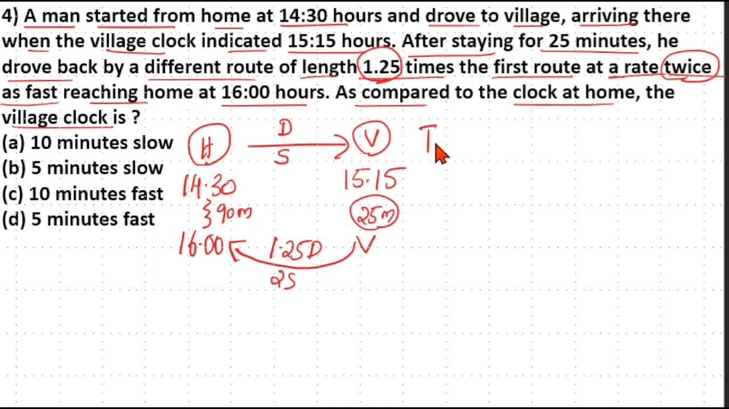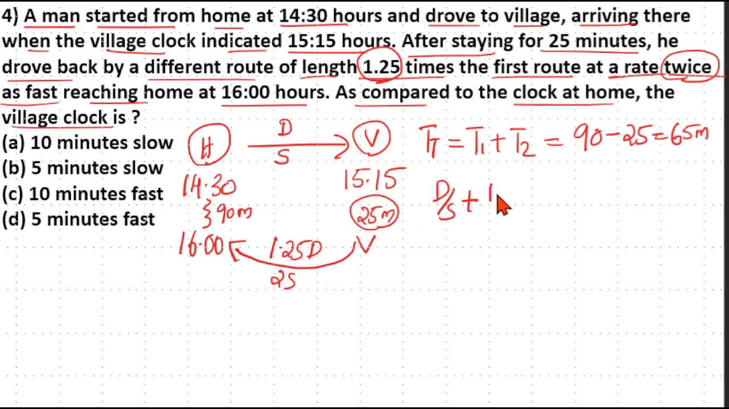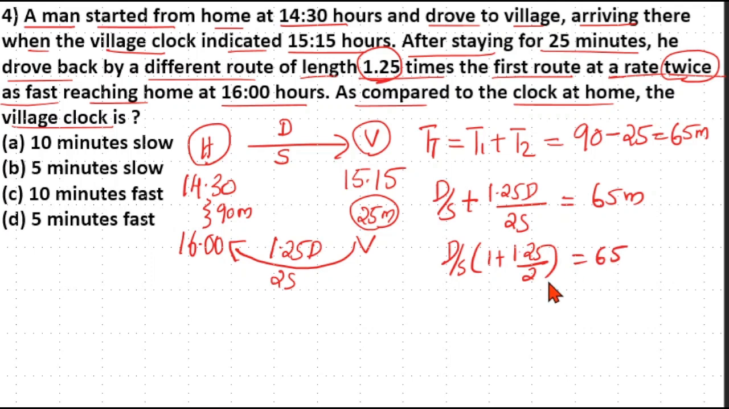So, total traveling time T1 plus T2, that is the time taken for the first route plus the time taken for the second route, is equal to 90 minus 25, because he took 25 minutes in the village, which is equal to 65 minutes. Now, I will write T1 as d by s plus T2 as 1.25 d by 2s, which is equal to 65 minutes. Now, you can see d by s into (1 plus 1.25 by 2) is equal to 65.